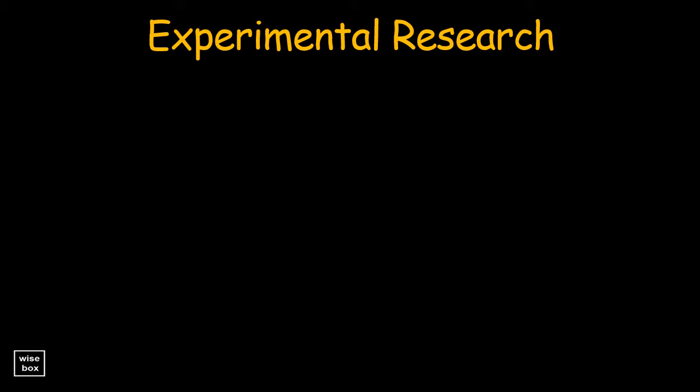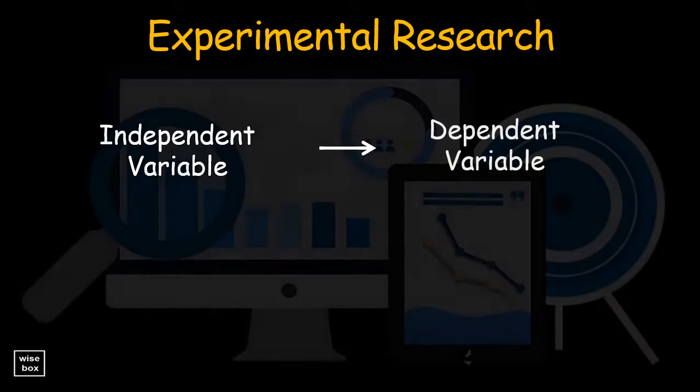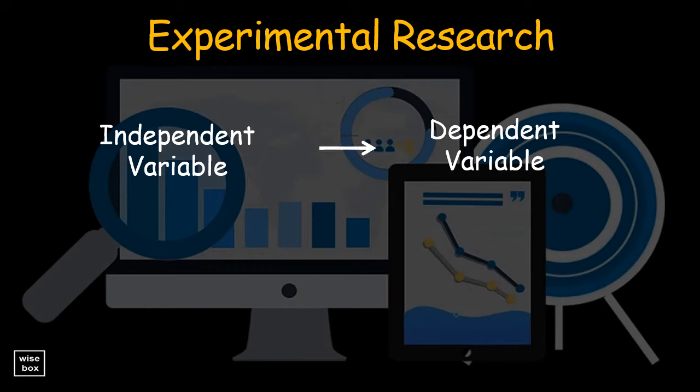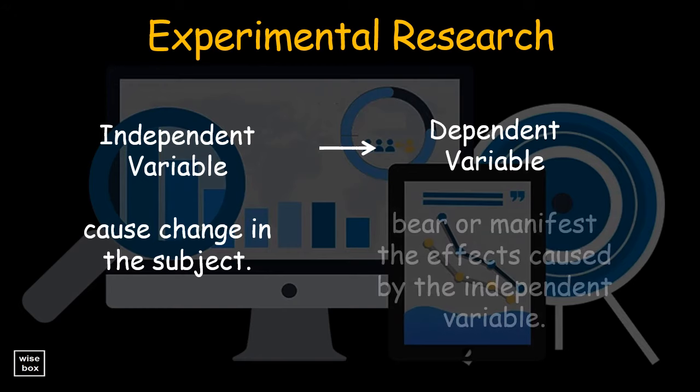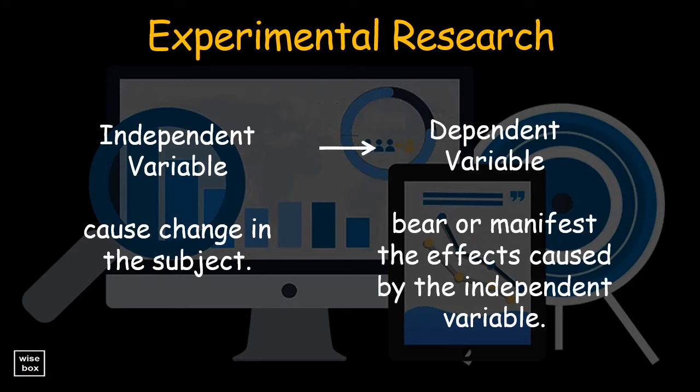In an experimental study, researchers look at the effects of at least one independent variable on one or more dependent variables. The independent variable causes change in the subject. It is also frequently referred to as the experimental or treatment variable. The dependent variable bears or manifests the effects caused by the independent variable. It is also known as the criterion or outcome variable, which refers to the results or outcomes of the study.